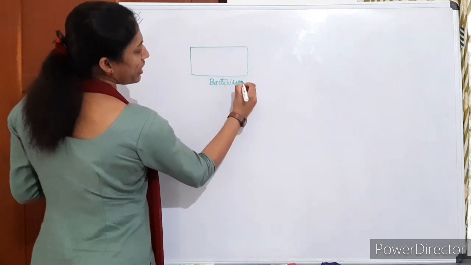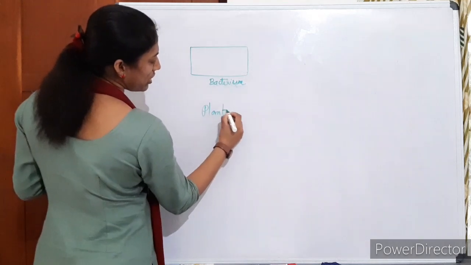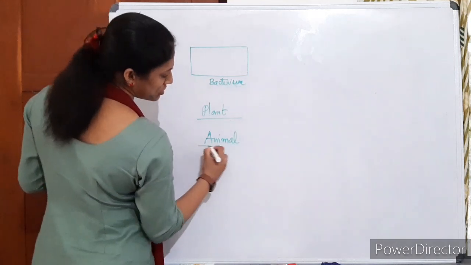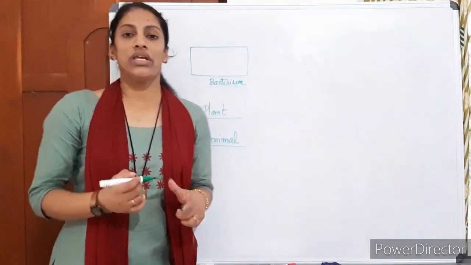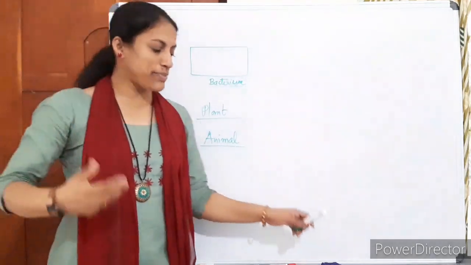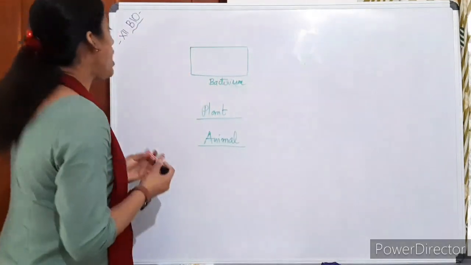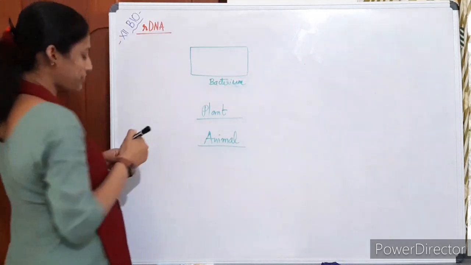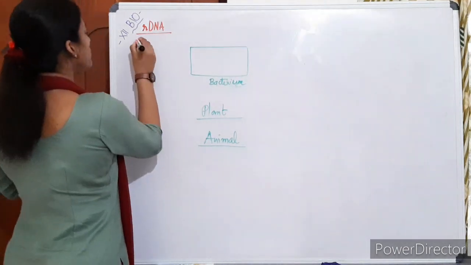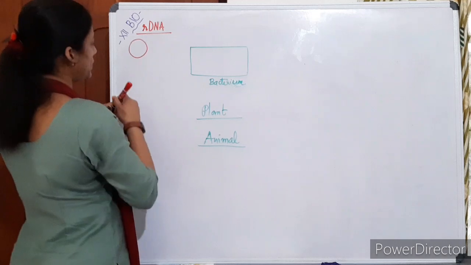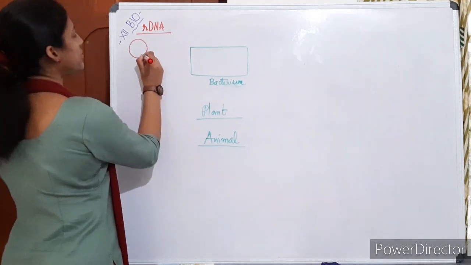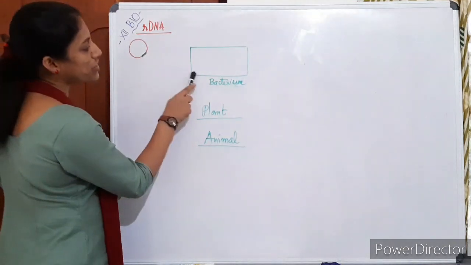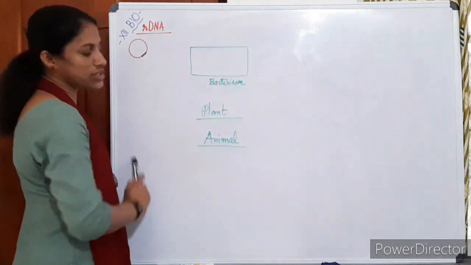Otherwise, we have to deliver it to a plant body, or to an animal body. In any of the three hosts, we are growing it, multiplying the gene. So our rDNA, recombinant DNA, just giving an idea, is a plasmid with a foreign gene. This rDNA we have to deliver to a bacterial cell, a plant cell, or animal cells.